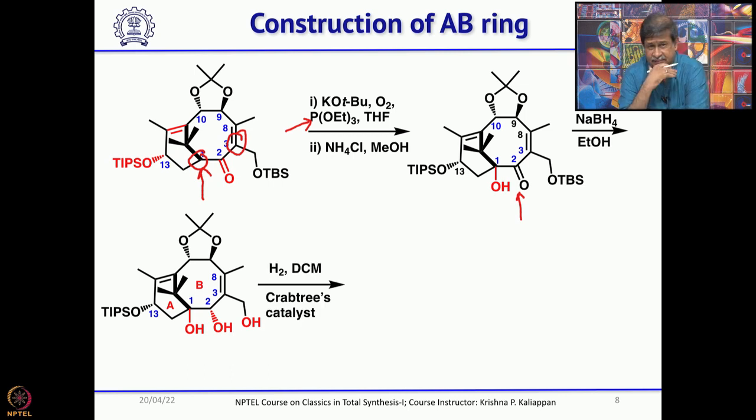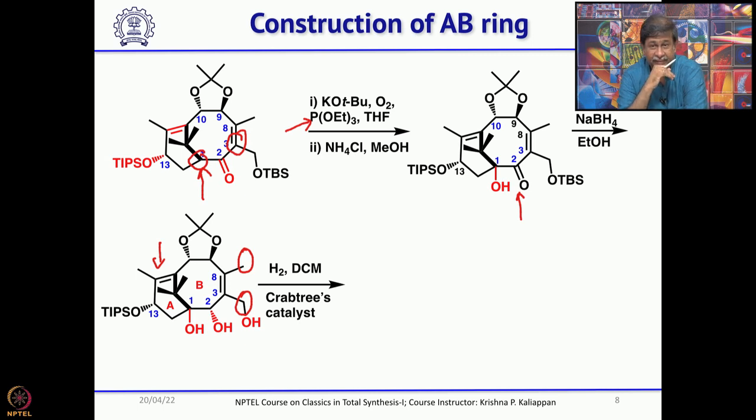The next major task is to introduce the C ring. For that, first you have to reduce the double bond, and when you reduce the double bond, it's very important that you do it stereoselectively. When you do hydrogenation, it's a tetra-substituted double bond, and you also have another tetra-substituted double bond in the A ring. You need to selectively reduce this. Hydrogenation, as you know, is a cis addition, so both this methyl group and this CH2OH after reduction will come on the same side.